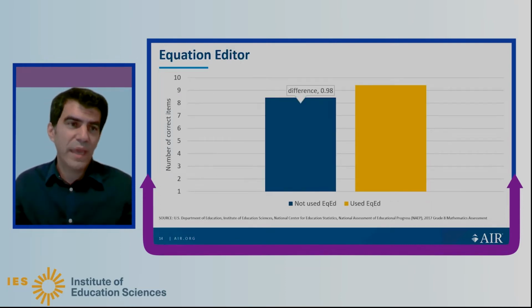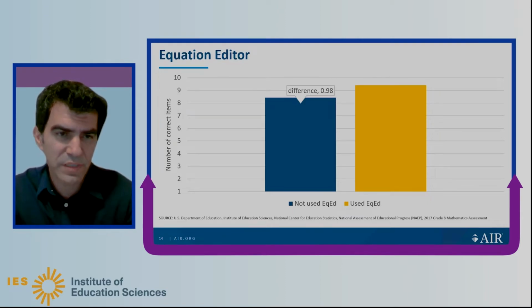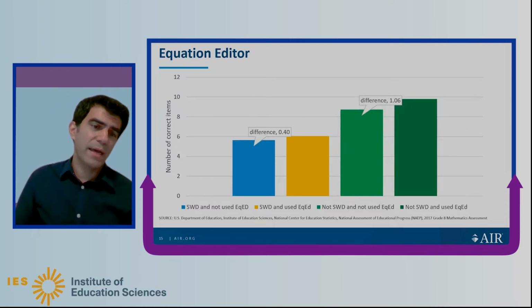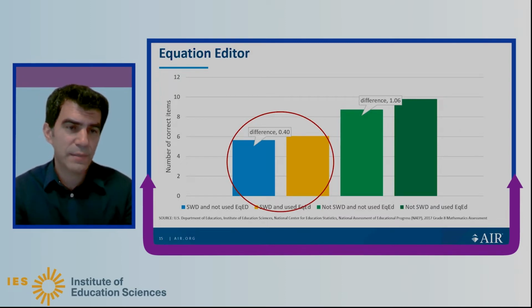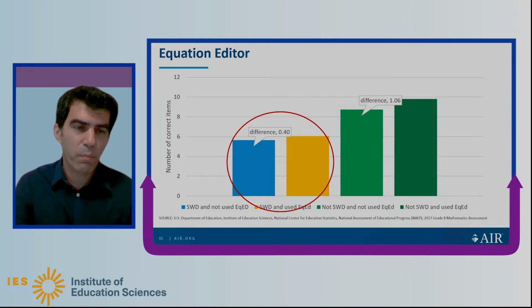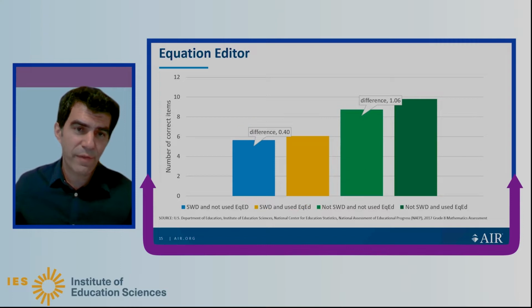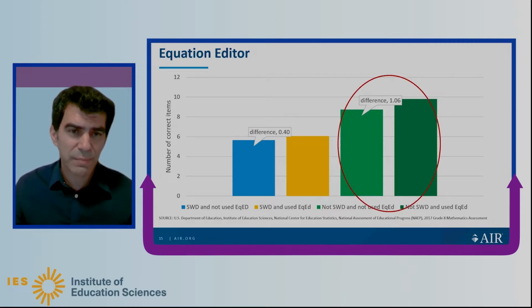Now, we are going to look at the equation editor. This is a universal design element. And remember, the universal design element is available to all students, unlike extended time. So here, what we see is that those students who used equation editor on average scored one more point than the students who did not use equation editor. And again, breaking this down by the disability status of the student, we see that students with disabilities who use equation editor on average scored 0.4 more points than students with disabilities who did not use equation editor. And we see a similar pattern here that students without disabilities who use equation editor scored on average one more point than the students who did not use equation editor.